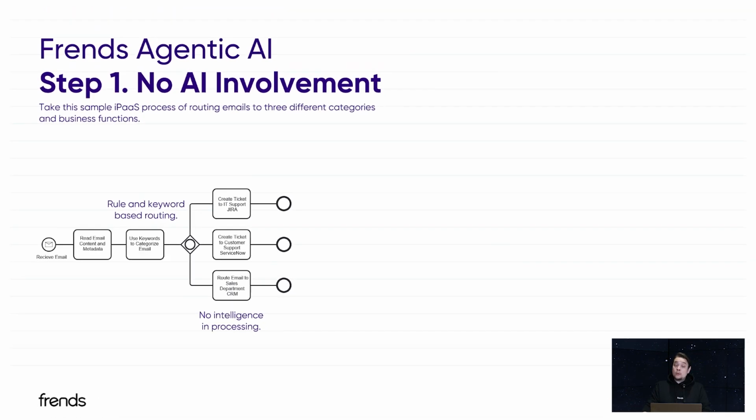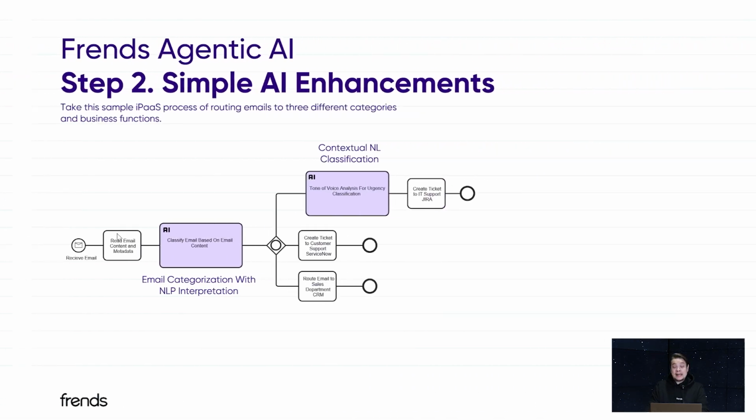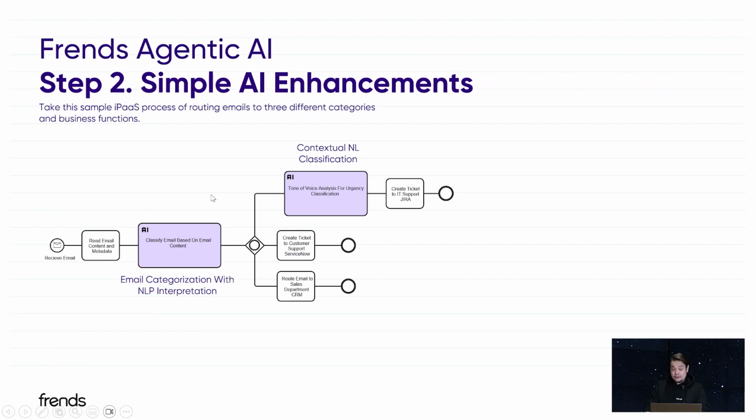So now what we can actually then do, and here is the, let's say, cool part or the real value we really want to bring to the customer, is you can actually take the routing component here and replace that with the Frends Intelligent AI connector.